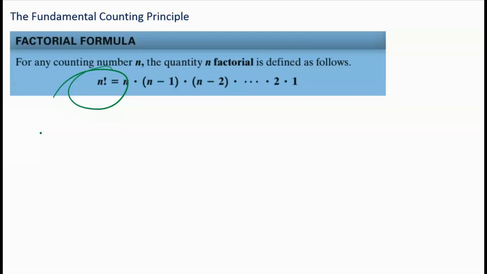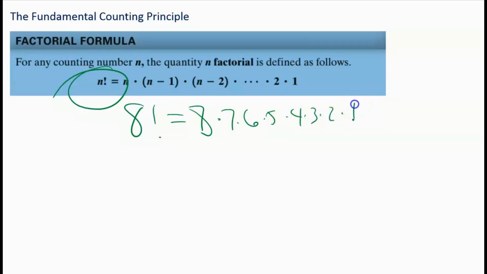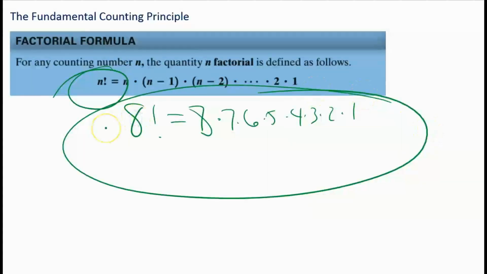And what it means to do is multiply a number times the number less than that, times the number less than that, times the number less than that. So, for example, 8 factorial is 8, let's start with 8, times 7, times 6, times 5, times 4, times 3, times 2, times 1. That is what 8 factorial is.